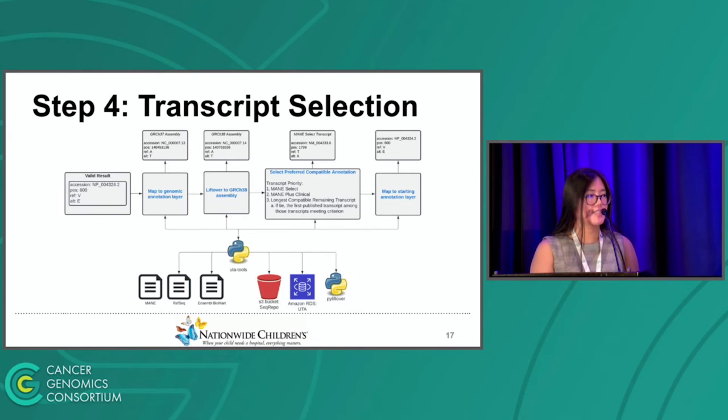And now we move on to selecting our preferred compatible annotation. This is where we make some decisions on our transcript priority. First, we try to find MANE Select, then MANE Plus Clinical, and then the longest compatible remaining transcript. And you can see in this example, we found a MANE Select transcript, and now we're going to map back down to the starting annotation layer, which is the protein level.